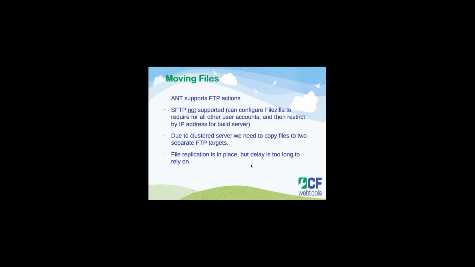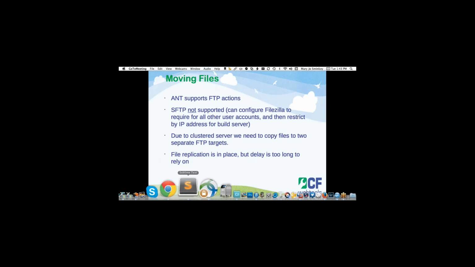And then due to our clustered server, we have to copy the files to 2 different FTP targets. We do have file replication in place on these servers, but because we need to clear trusted cache, and we do that as part of the build, we just can't rely on that file replication to happen in time for that process to happen. So let's go back to our build here.